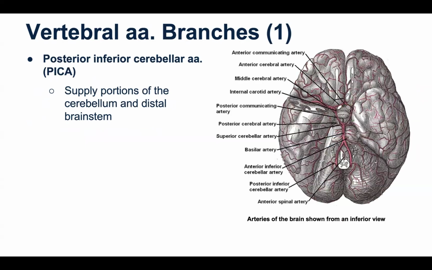All right, so the largest branches of the vertebral arteries in this region are going to be those posterior inferior cerebellar arteries. And so you more often hear this artery referred to as PICA. And as its name would suggest, it supplies the posterior and inferior portions of the cerebellum specifically.